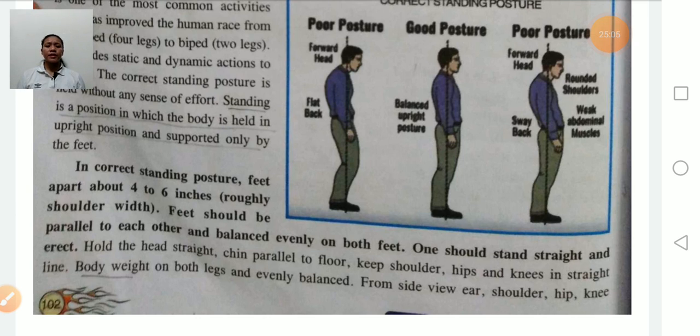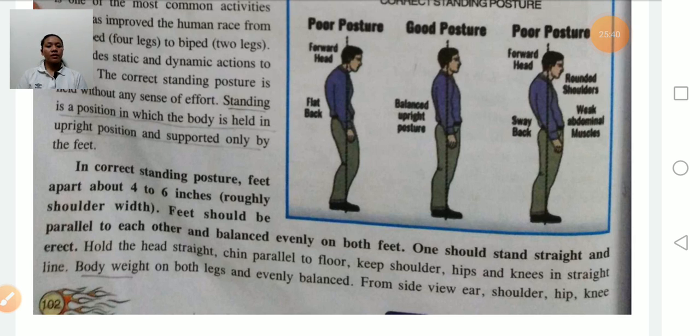You have to open your feet to the distance of your shoulders. And feet should be parallel to each other and balanced evenly on both the feet. Your feet should be parallel. One should stand straight and erect, always straight and erect.